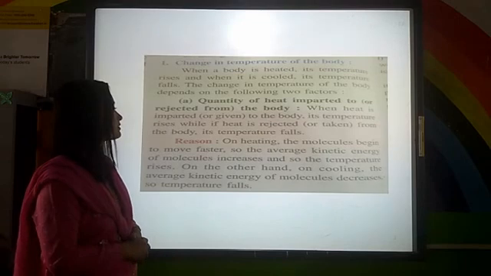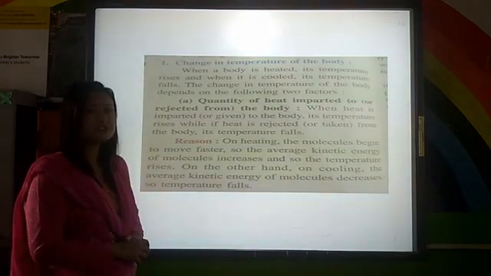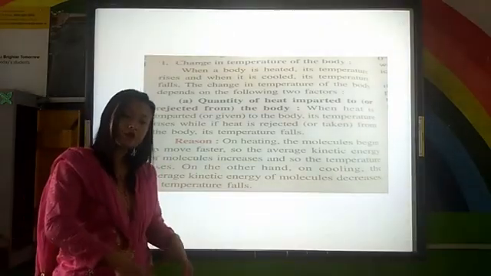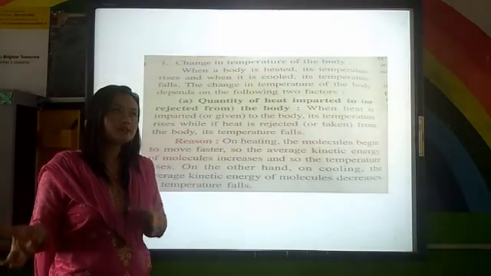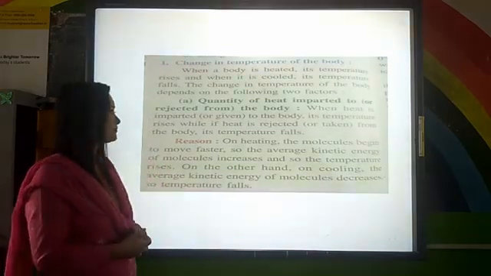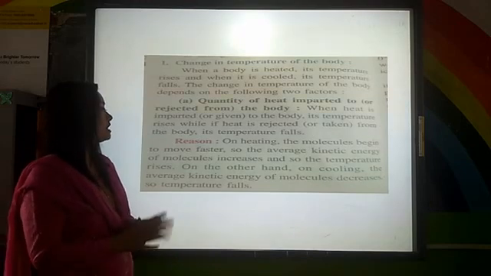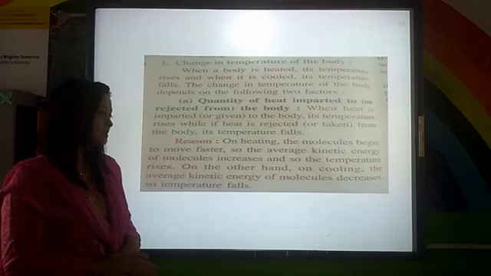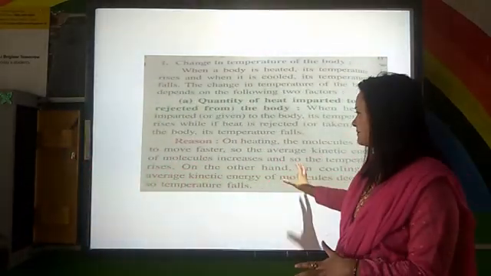The first factor: quantity of heat imparted to or rejected from the body. It means how much heat has been supplied to the body or how much heat has been taken away from the body. So how much heat does the body gain? How much heat does the body lose? When heat is imparted to the body, its temperature rises, while if heat is rejected from the body, its temperature falls. So the same story, it's always the same basic concept.